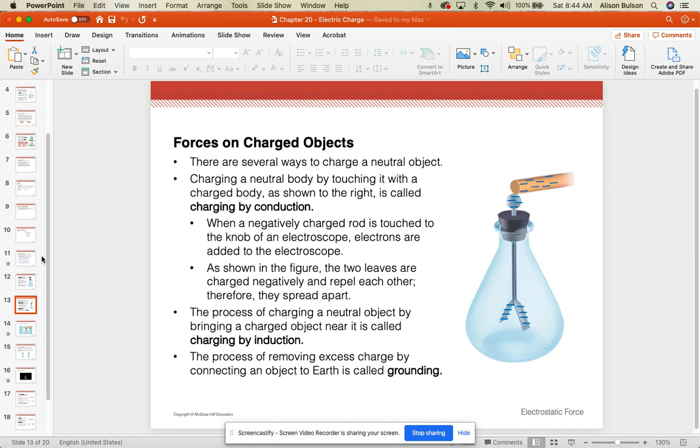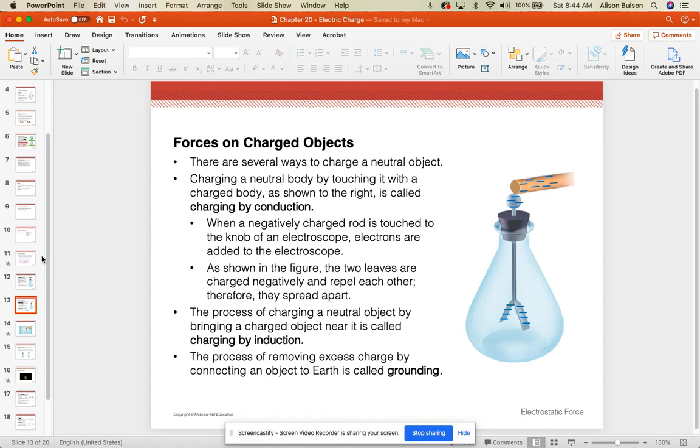show you our version. So there are several ways to charge a neutral object. We can charge a neutral body by touching it with a charged body, as shown to the right, and that's called charging by conduction. When a negatively charged rod is touched to the knob of an electroscope, electrons are added to the electroscope. The electrons, of course, are repelling each other. They're mutually repulsive because they're same charge, so they spread out through the conductor. They spread out evenly through the knob, down through the rod to the leaves. The leaves are now same negatively charged, and so they repel each other.